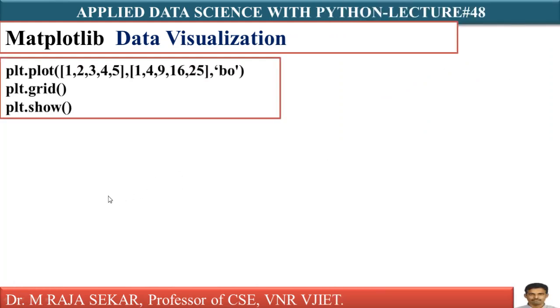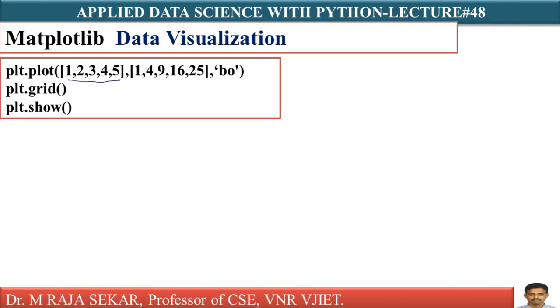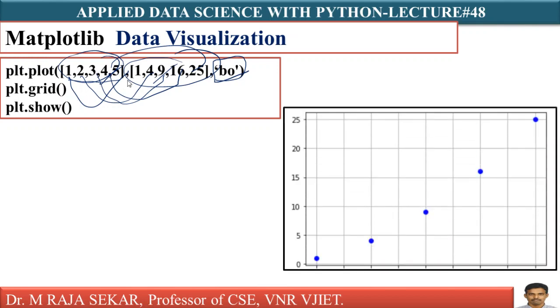Now, I already discussed what plt.grid is. Just see, 1, 2, 3, 4, 5. This is list 1. 1, 4, 9, 16, 25. This is list 2. Here I am keeping one more argument. List 1, list 2. What are the points? 1, 1; 2, 4; 3, 9; 4, 16; 5, 25. It's something like that, isn't it? Now, plt.grid, you know what plt.grid is?